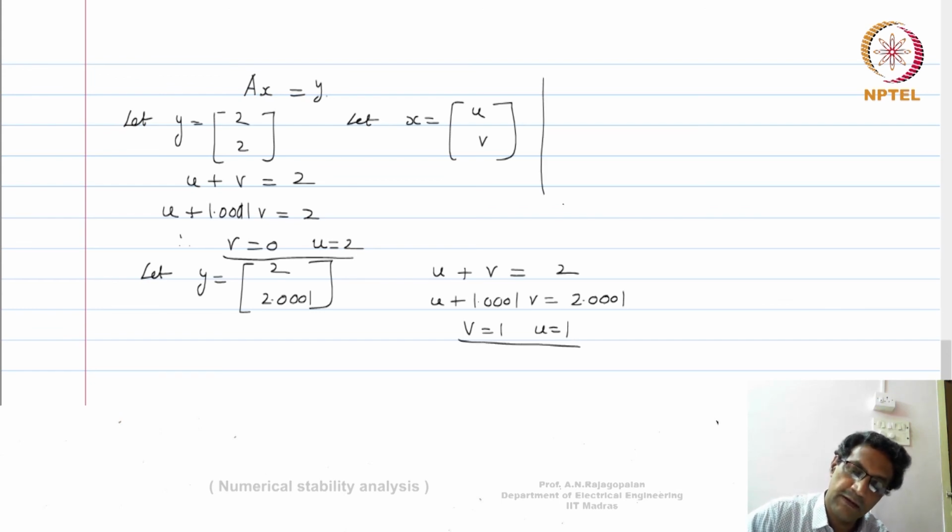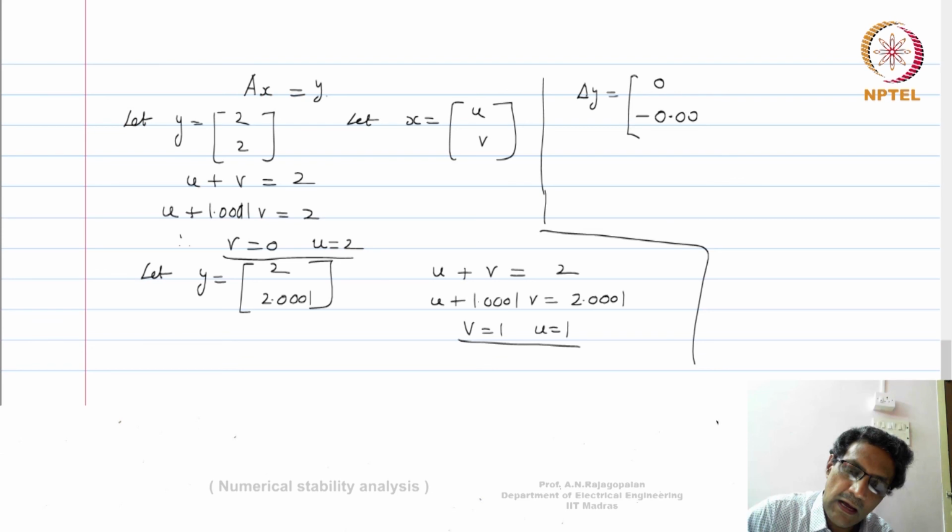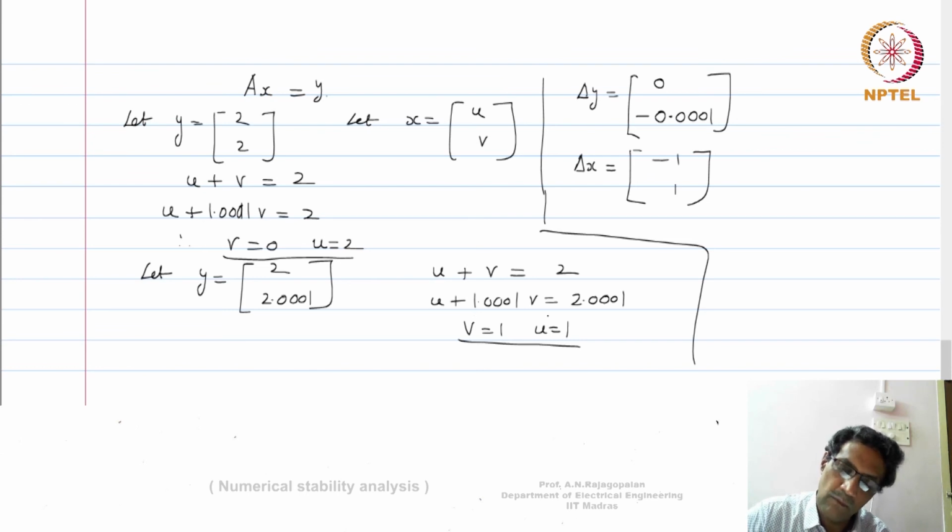And what kind of a relative change have we got here? If you want to check that out, let's first look at delta y. What was the change in delta y? So delta y changed as 0 and minus 0.0001. What is the change in delta x? Delta x changed as minus 1, 1, right? Because 0 became 1, and 2 became 1.